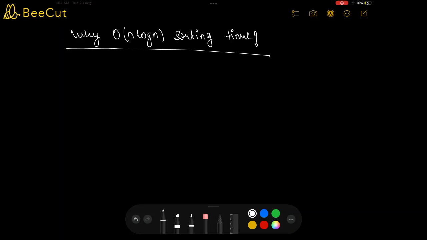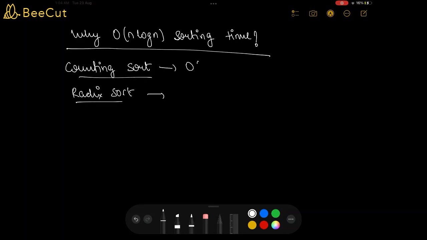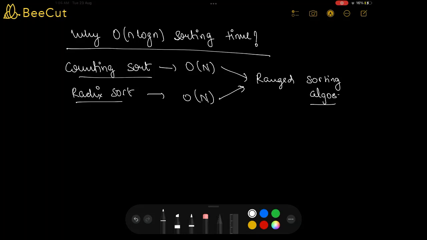Okay. Now, before starting the video, I just want to clarify that there are two sorting algorithms, namely counting sort and radix sort. These two sorting algorithms can sort a list of numbers in O(n) time, which is obviously less than O(n log n). But the problem is that these are range sorting algorithms. Range sorting algorithm means that they can only work if the input elements are in a specific range.